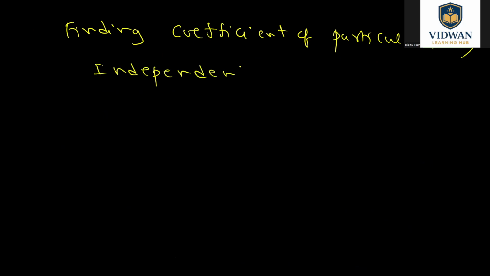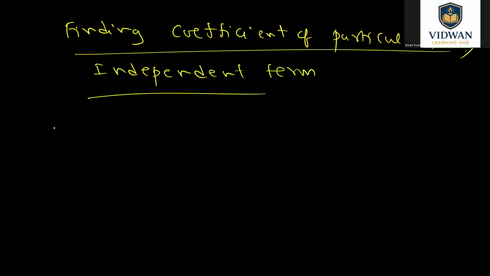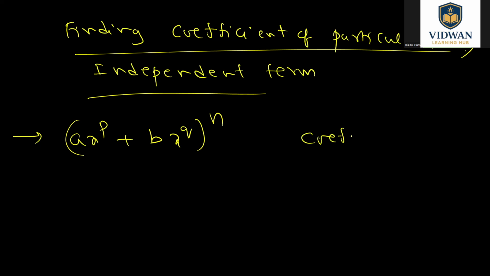Then the next topic is finding the coefficient of a particular term. This is an important topic: finding the coefficient of a particular term and the independent term. So if they give you some random expansion, say (ax^p + bx^q)^n, and they ask you to find the coefficient of x^k or something. In this expansion, suppose you have to find the coefficient of x^k.